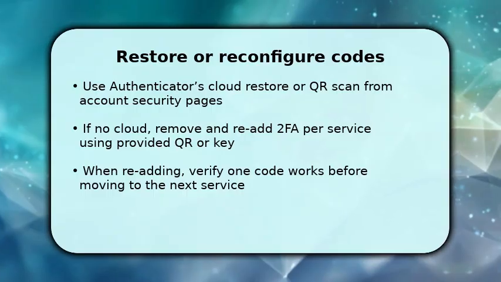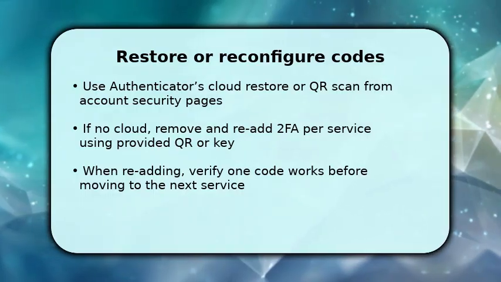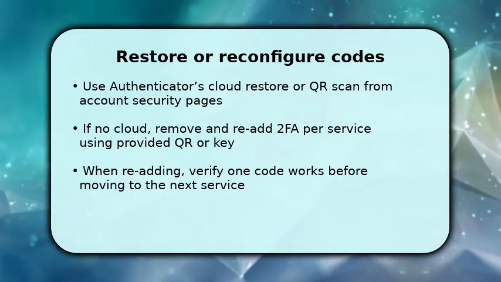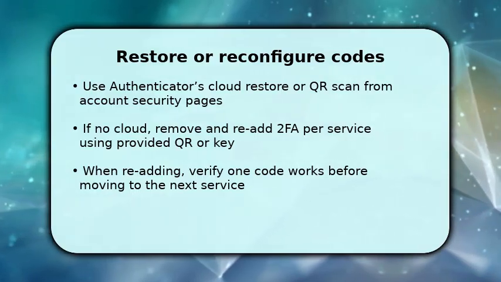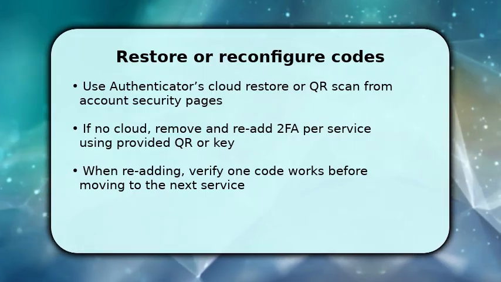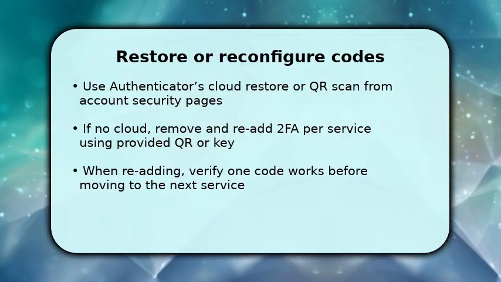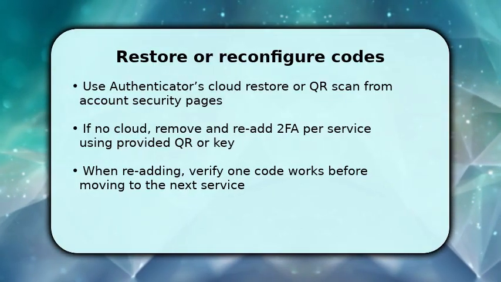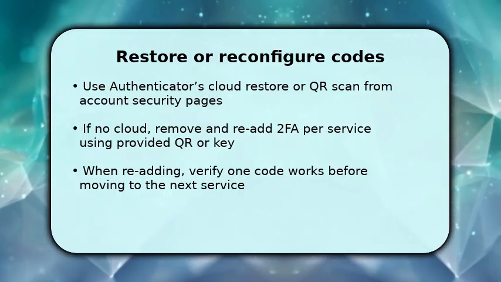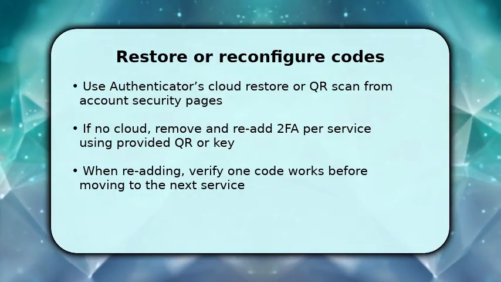If you must reconfigure manually, open each service's security settings, choose to set up two-factor authentication, then scan the displayed QR or enter the secret key into Authenticator. Verify each newly added code by using it to sign in. This confirms time sync and prevents lockouts. Keep backup codes safe immediately after setup.